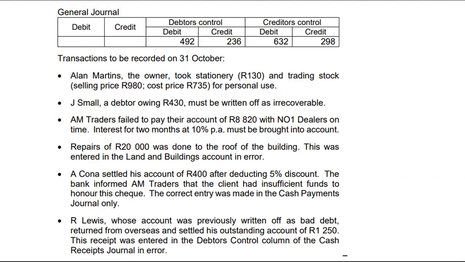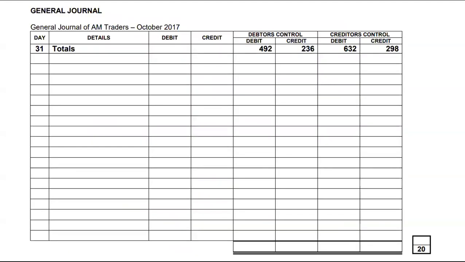The first transaction says A. Martins, the owner, took stationery 130 and trading stock 980, and the cost price of that trading stock is 735, for personal use. Now we've done this already. When the owner takes anything for personal use, we debit drawings and we credit whatever the owner took at cost price. So this 865 is a sum of stationery amounting to 130 plus trading stock amounting to 735. 130 plus 735 will simply give you that 865.